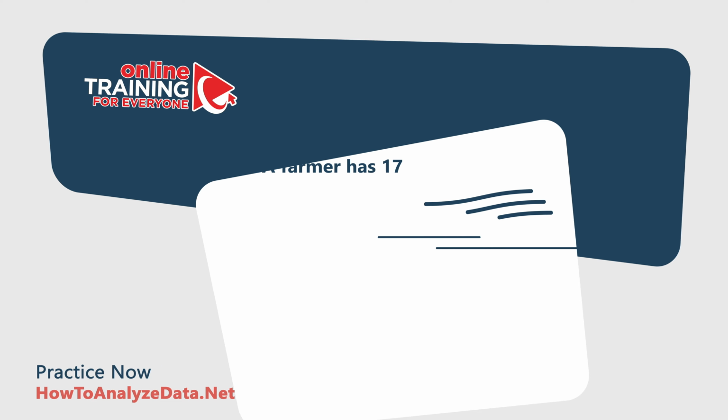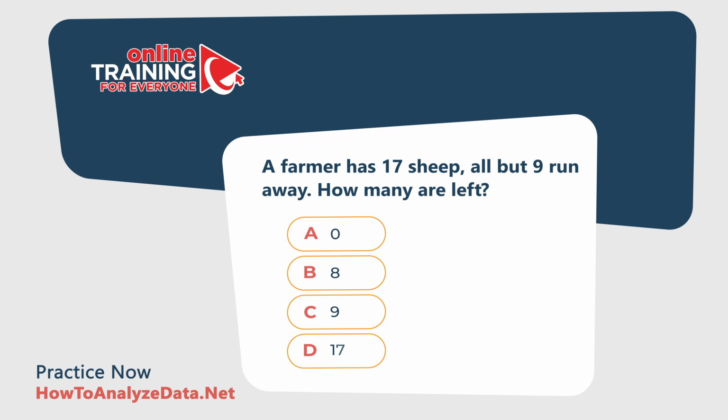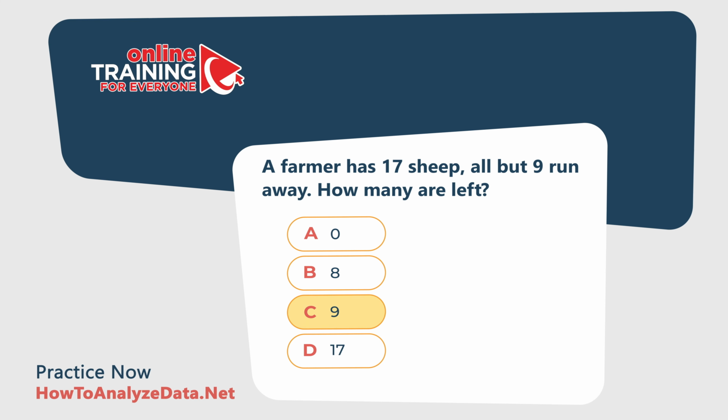A farmer has 17 sheep. All but 9 ran away. How many are left? A. 0, B. 8, C. 9, D. 17.